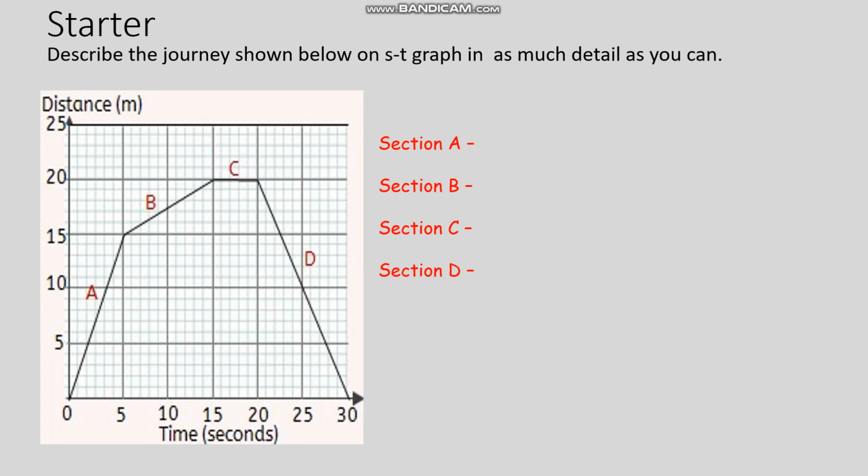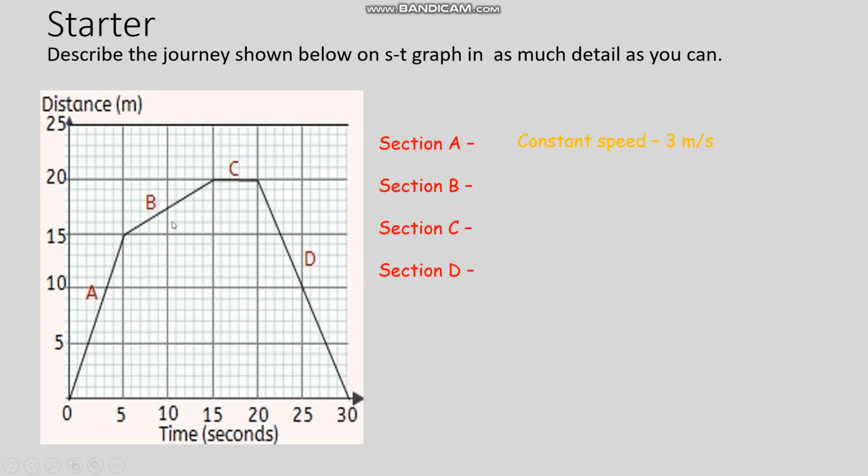Okay, hopefully you didn't find that too difficult. If we look at section A first of all, notice that the line is straight, which indicates a uniform or constant speed or velocity. Okay, so that's the first thing we need to say. In terms of its magnitude, its size, the distance travelled is 15 meters, and it's taken 5 seconds to do that, so a constant or uniform speed of 3 meters per second.